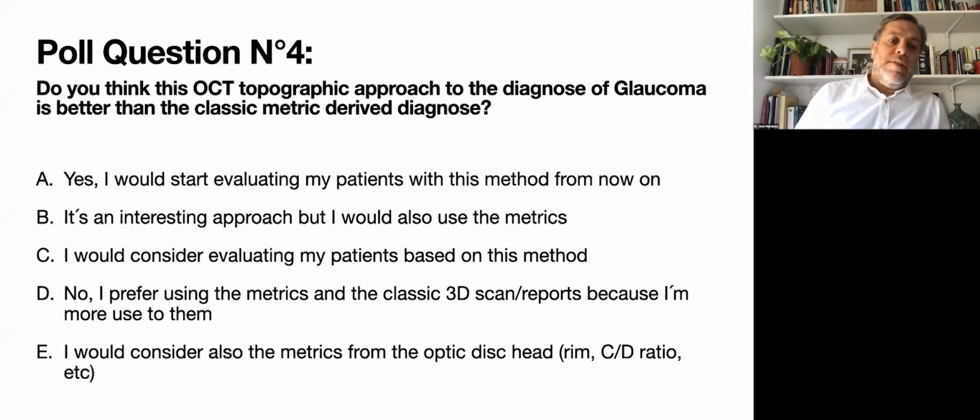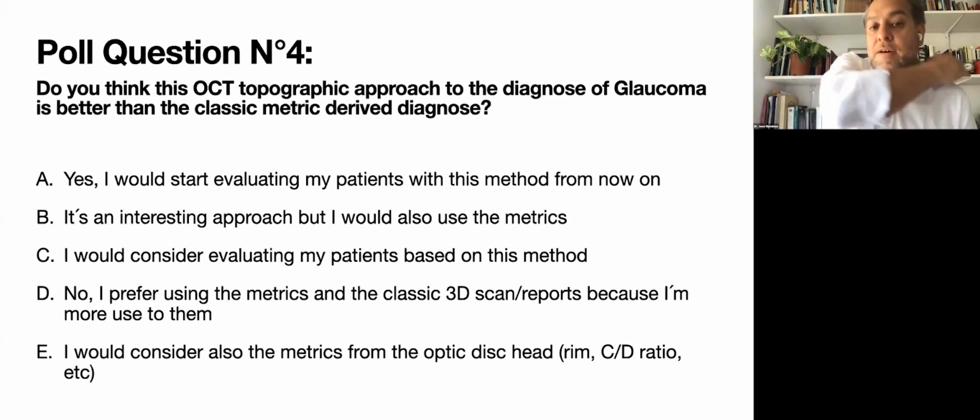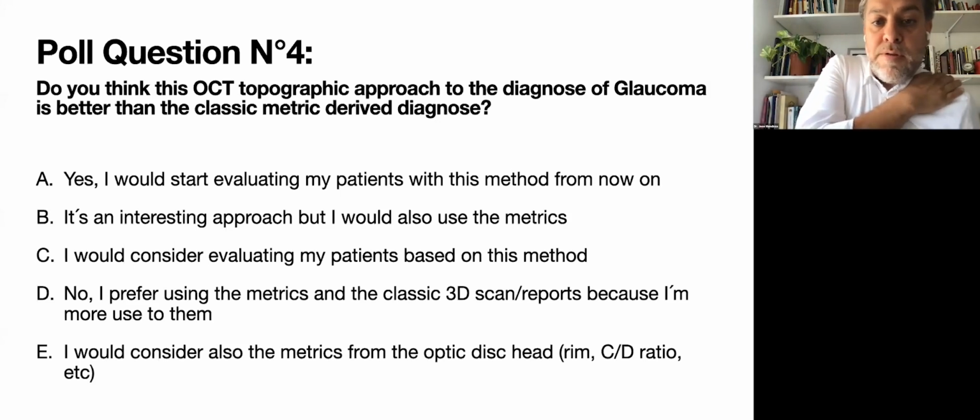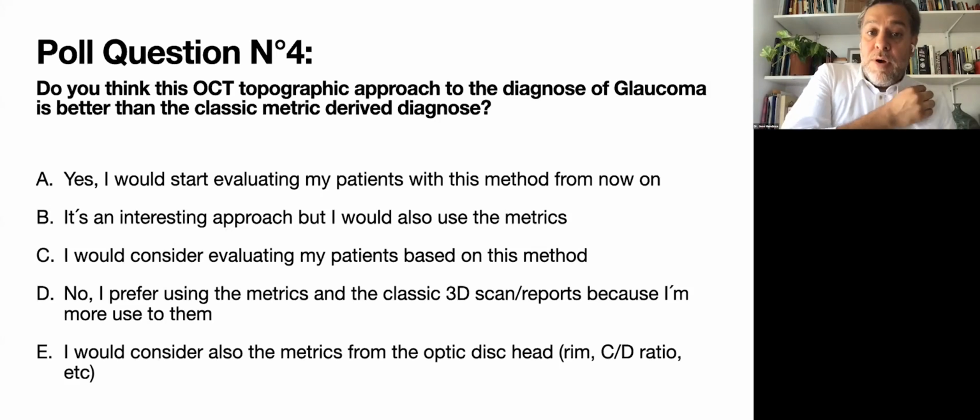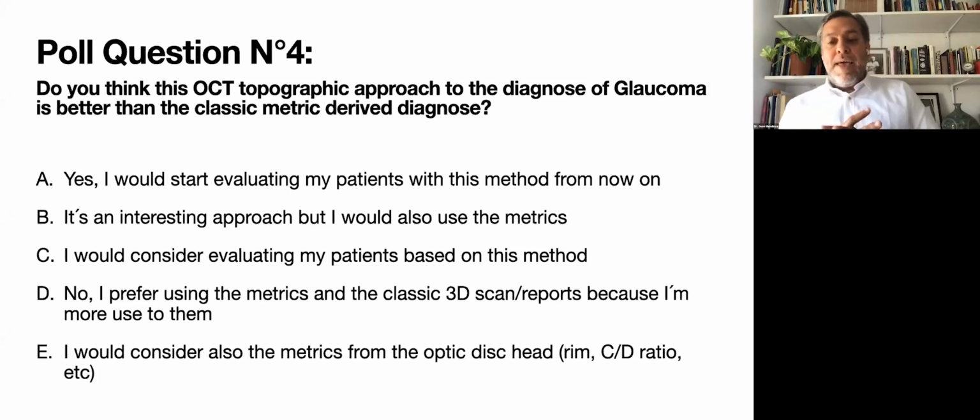and other parameters. Okay, so yes, 20%; it's interesting but have the metrics, 24%; I would consider, 16%; no, I like that one, that you're thinking of more wide reports. I thought that a lot of people were used to the classic reports, and there's also a 40%. Most of the people think they need information about the optic disc head parameters. So it's really good to have all the information that we need in one place.